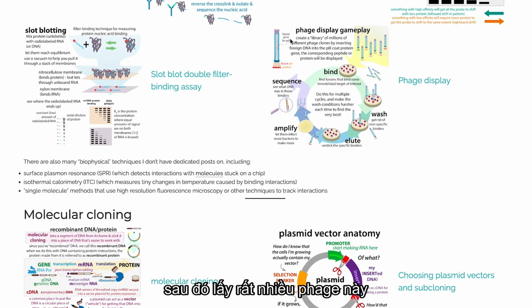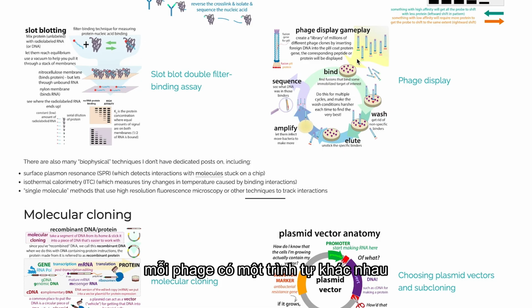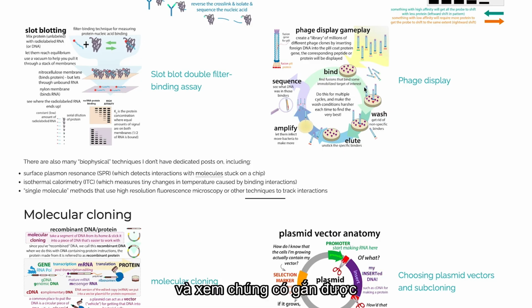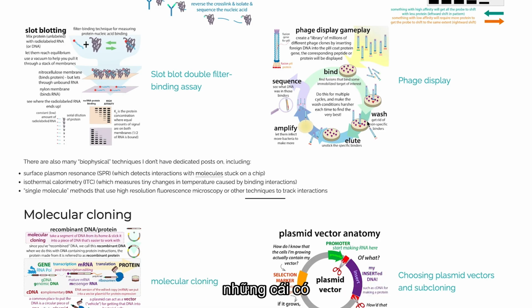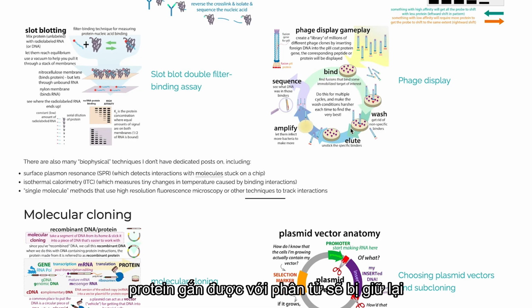Then you take a bunch of these phages, so you have this whole phage library where each one has a different sequence. And you see if they can bind to a molecule that you want to find the binders for, that's stuck on a plate, so it's immobilized. You flow these phages over it. The ones that have a protein that will stick to the molecule are going to stick.